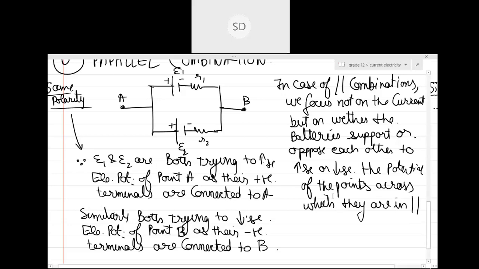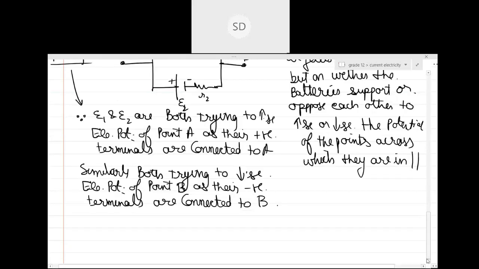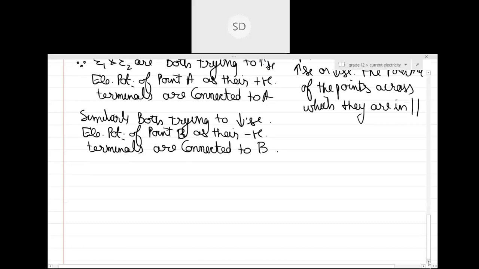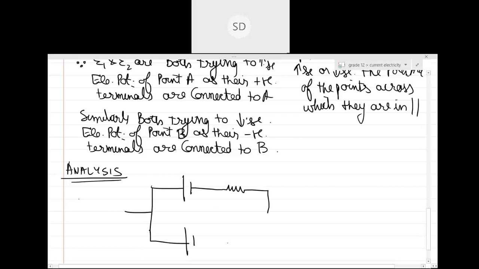I'll draw this diagram again, but with a little bit of distance. So let's talk about the analysis part, the mathematical analysis and formulas. I have these two batteries, with the resistances drawn a little bit apart. This is your point A. This is your point B. Yes or no, guys?